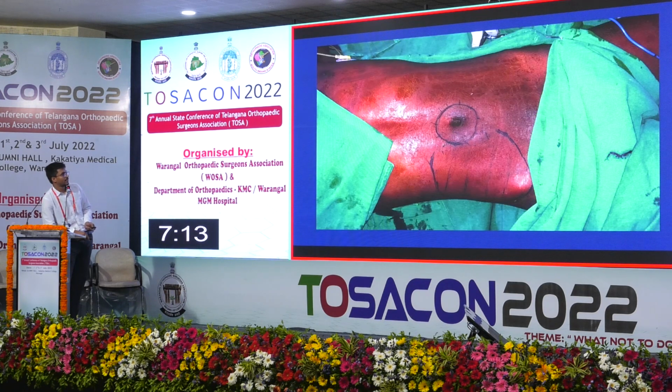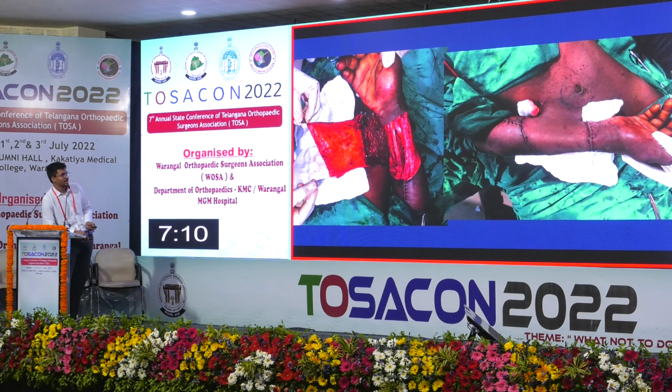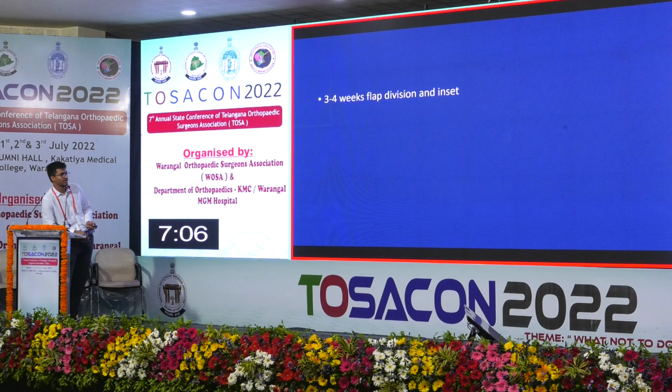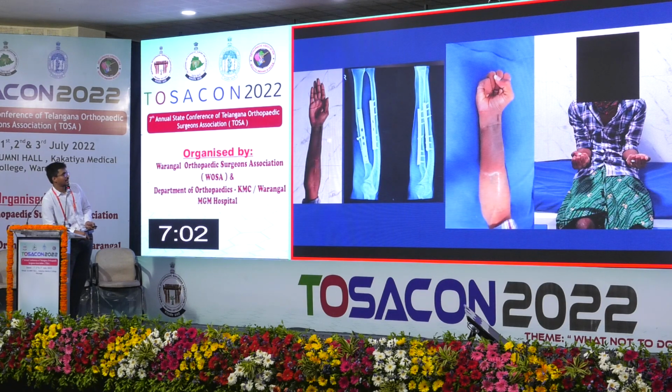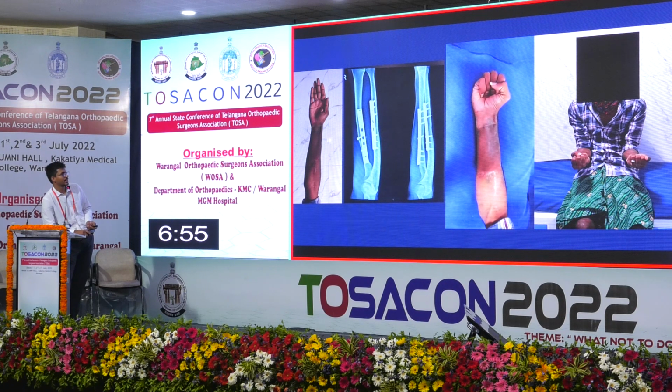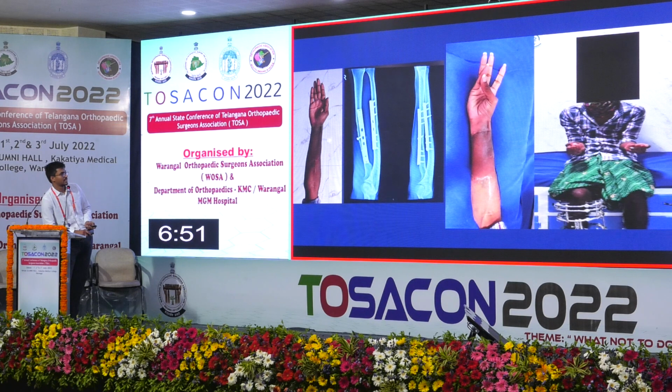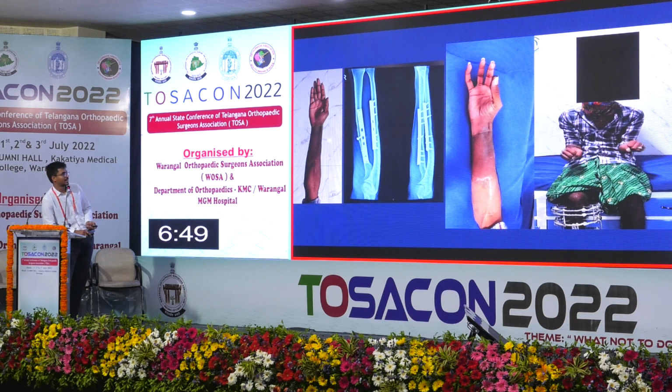After the immediate paraumbilical flap was covered, to cover the entire defect, 3 to 4 weeks is the time period to delay and divide it. And this is the result we get after the 1 year follow-up, with completely united both bones and a very good functional outcome. Even the pronation and supination, everything is maintained in this hand.